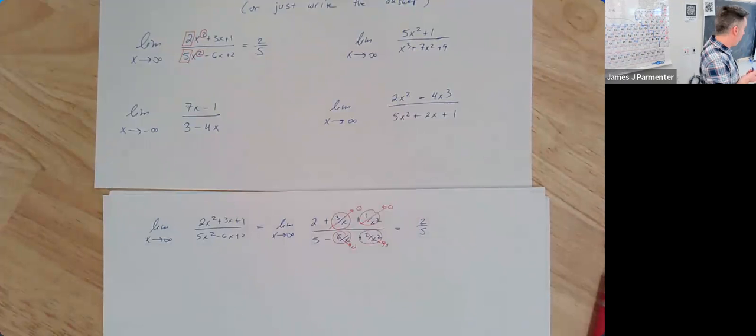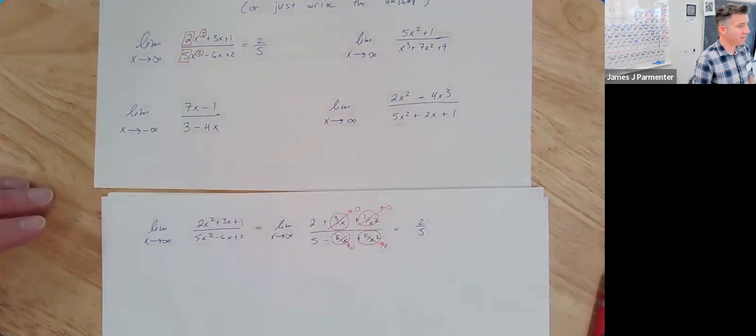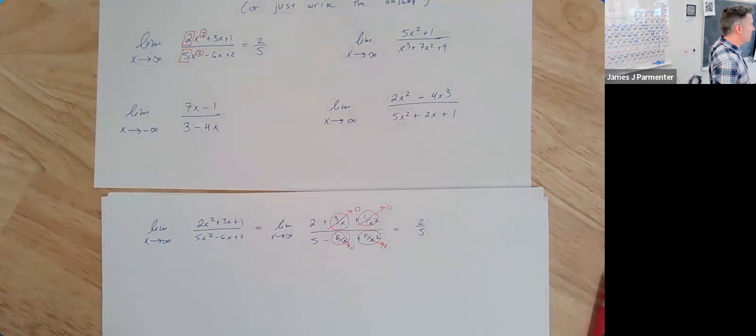What I'll say about this is on your first exam, your teacher will probably want you to show all this work, and we want to be able to say it's going to be 2/5. But that said, you still get to know what you know, right? You can see the degree on the top and the degree on the bottom are the same, so I'm just going to get the quotient of the leading coefficients.